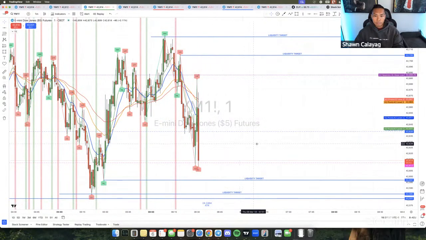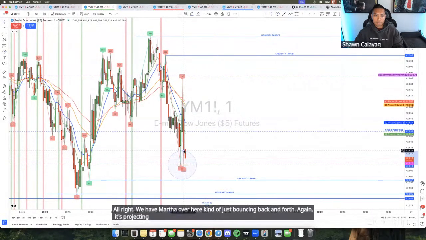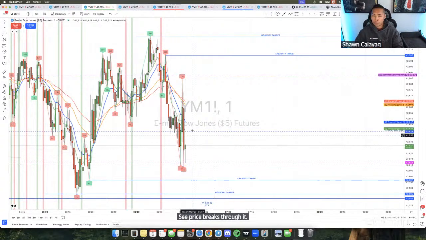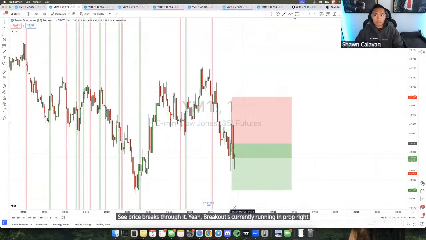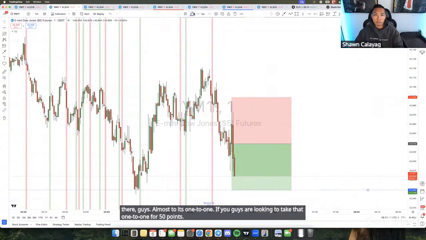All right, we've got market just bouncing back and forth. Again, it's projecting off the news price right there at 530. Let's see if price breaks through it. Yeah, the breakout's currently running in profit right there, guys. Almost to its 1-to-1. If you're looking to take that 1-to-1 for 50 points, it's going to be right there.